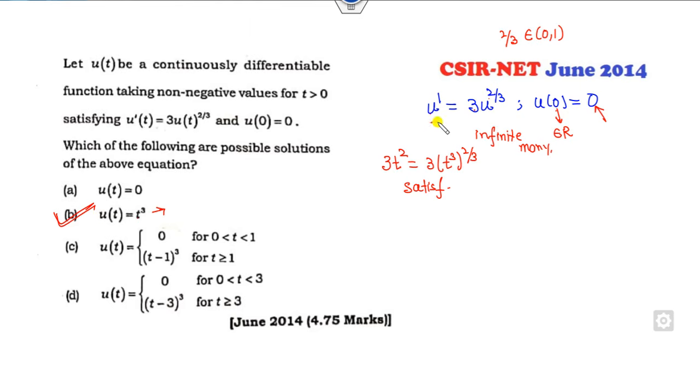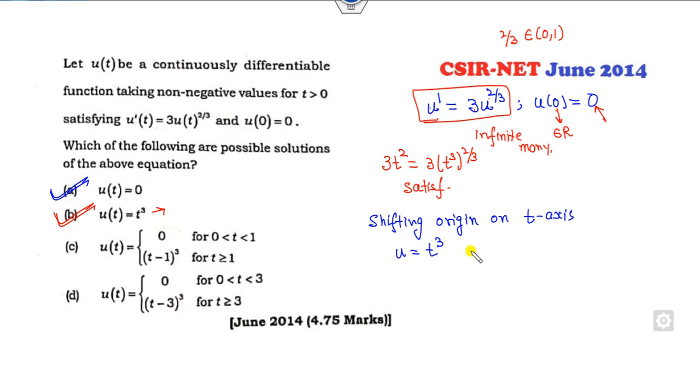u of 0, again clearly u of 0 is satisfied. 0 is equal to 0 is also satisfied. Now if you look at that, again it's t cube. So look at that. What is that? They are shifting the origin only. They are shifting the origin on the t-axis. So if your solution is here, you can shift the origin by 1 unit. So what is that? It's (t minus 1) cube. Fine. So this option is also correct. It is shifted by 3 units. It is shifted by 3 units. So it is also the correct option. All are correct answers.